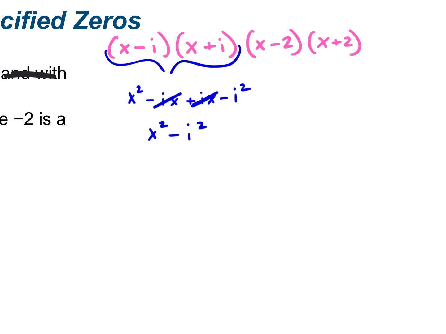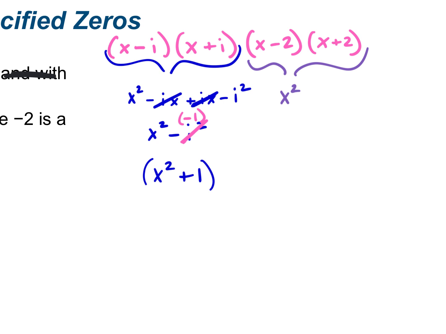And what does i squared turn to? Negative 1. So this would be minus negative 1. What does minus negative 1 change to? Plus 1. So this would be x squared plus 1. So that's what we get when we FOIL the first two together. Let's FOIL the second two together now.